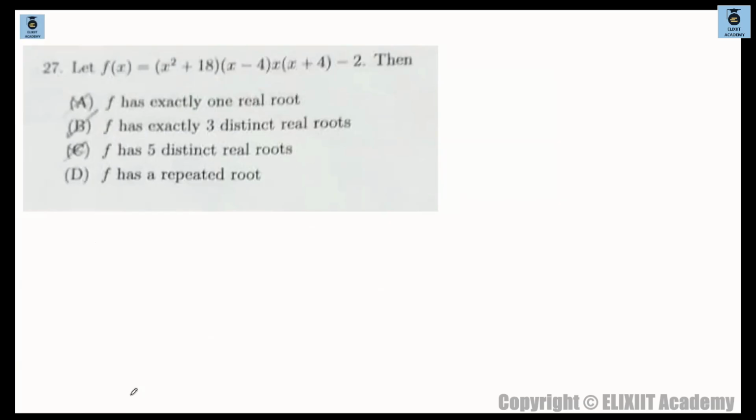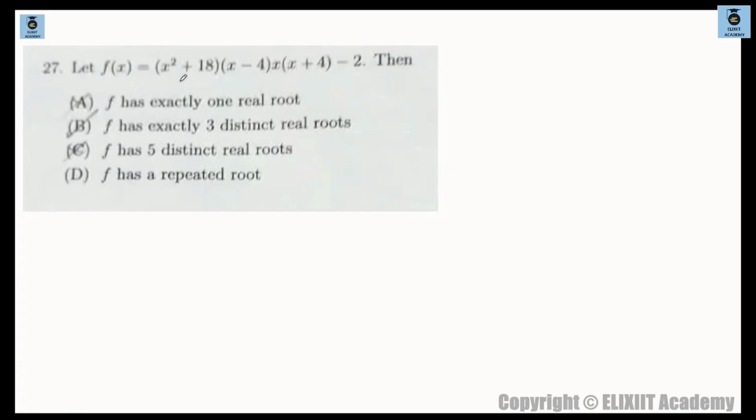Okay, next we have this question where a function is given, f(x) to be x square plus 18 times (x minus 4) times (x plus 4) minus 2. Then we have to find how many roots this will have, how many distinct real roots or one real root, whatever the number of real roots are there. So overall, we have some terms over here. You need not multiply the same, because multiplying this is a hectic kind of thing. So we are having some terms and then we are subtracting 2 actually.